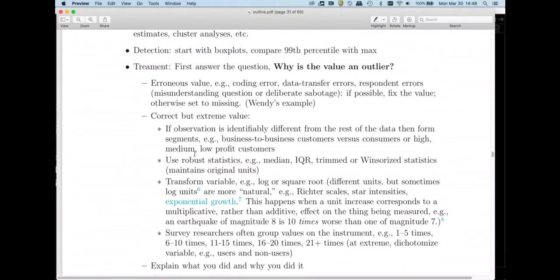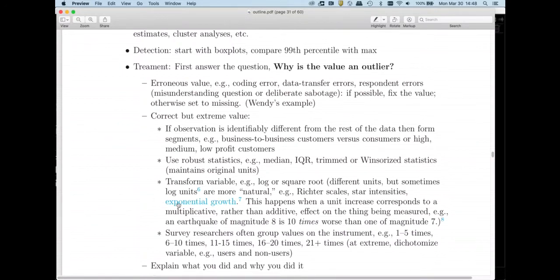I'll just mention the main advantage to a robust statistic. I guess you could say one of the main advantages is you get to maintain the original units. So medians are measured in the same units as the variable. All right, so that's a desirable thing. Trimmed means are in the original units.